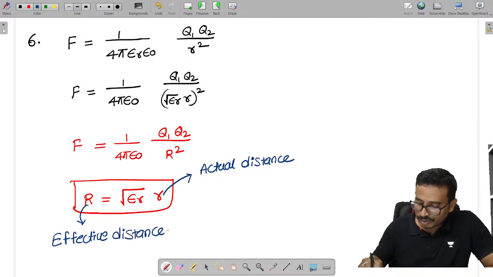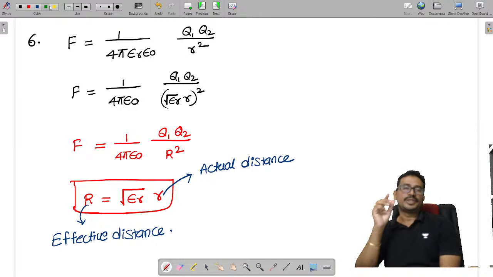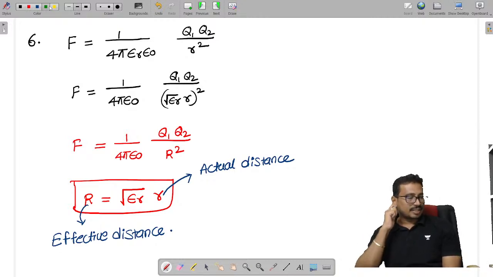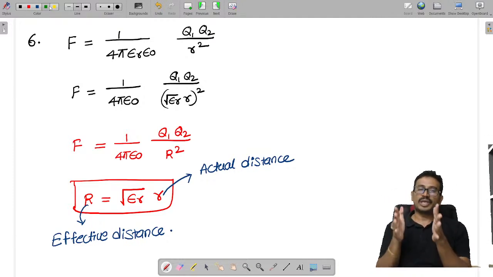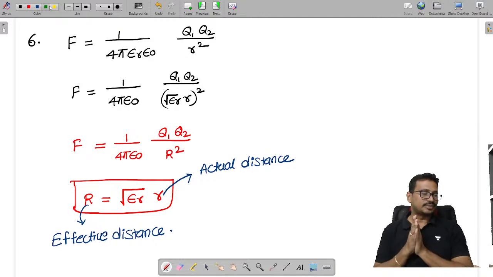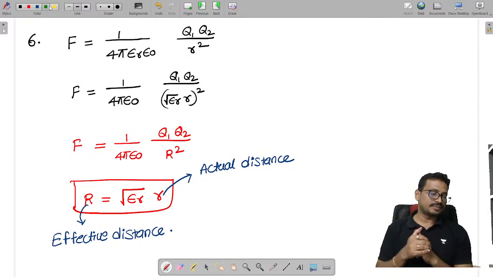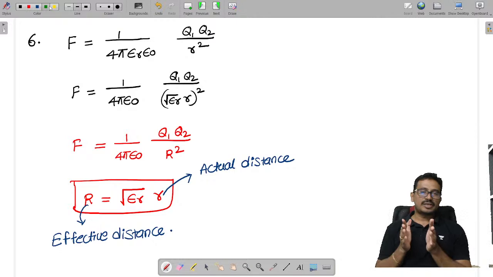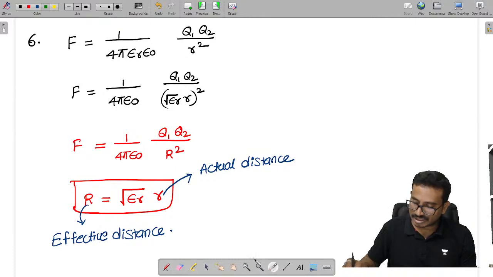Now you tell me, what will happen? Because of the dielectric, when the dielectric is introduced between the two charges, what happened to the effective distance between the two charges? Increases or decreases? When a dielectric is inserted between the two charges, what happened to the effective distance? This capital R is my effective distance.